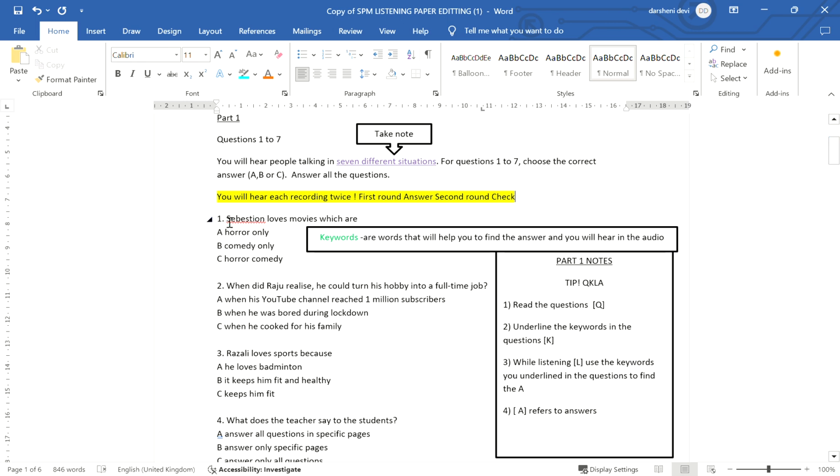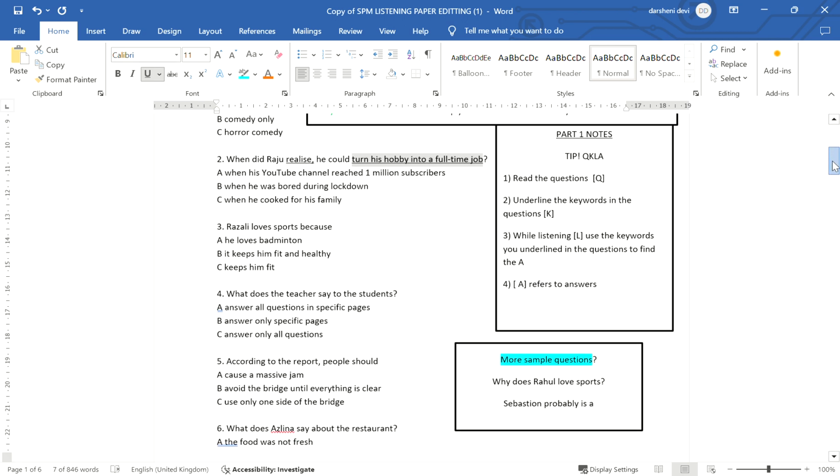For example, question 1. Let's look at the keywords. Sebastian loves movies which are... So the keyword here is definitely loves movies, so you underline loves movies. And then, when did Raju realize he could turn his hobby into a full-time job? The keyword here is realize, and then turn his hobby into a full-time job. So these are the keywords for question number 2.